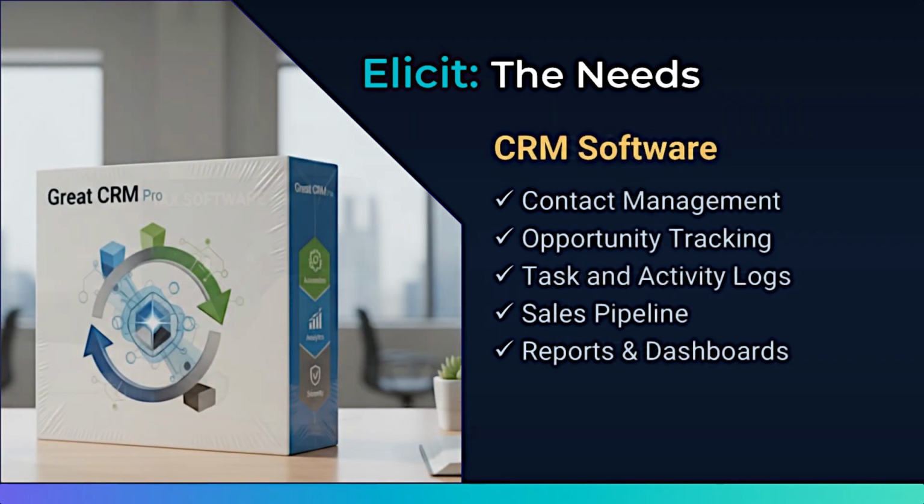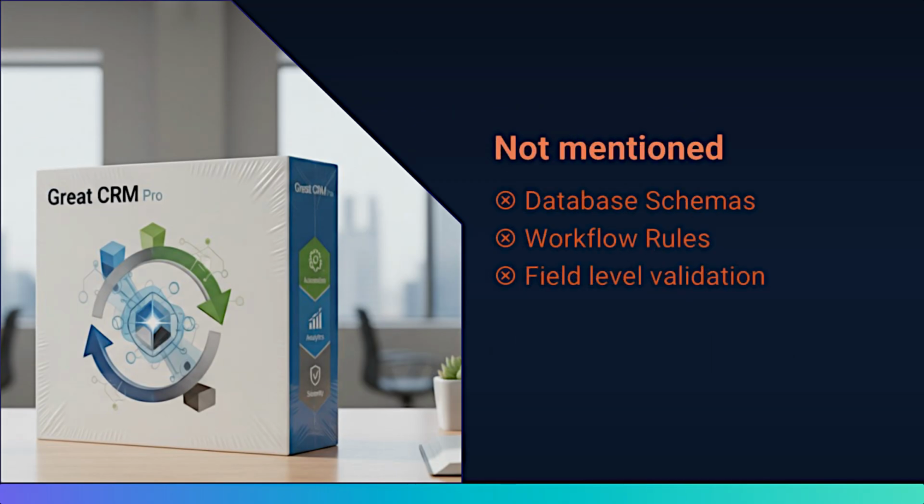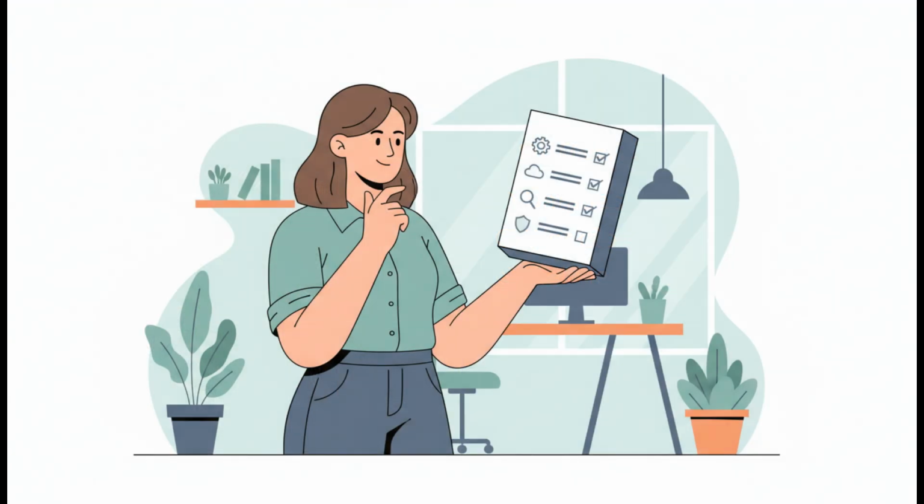Here in this training, we are looking at designing a piece of CRM software. So think about what those checkboxes on the side of the box should look like. You would probably see a list of checkboxes that contain contact management, opportunity tracking, task and activity logging, sales pipeline, reports and dashboards. Things you won't see as a part of that checklist on the side of the box would be database schemas, workflow rules, field level validation. We're looking at just the features, named, visible, and on the list.